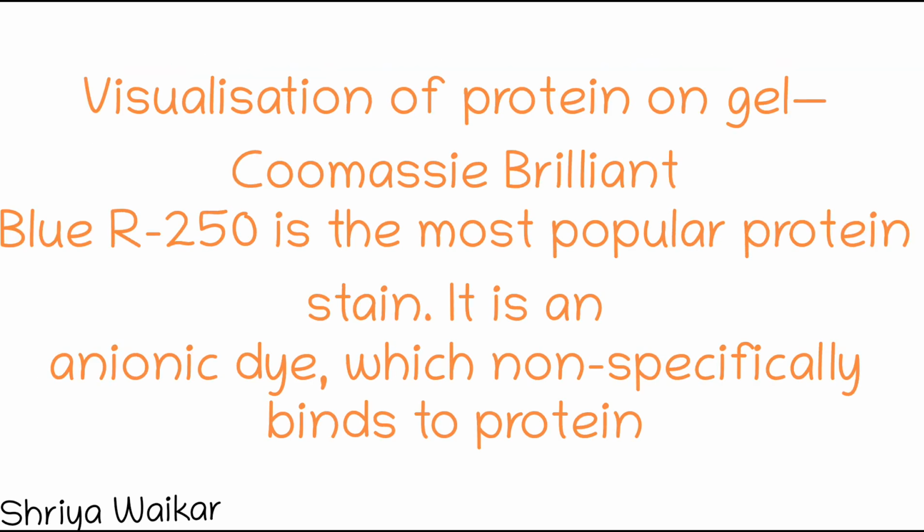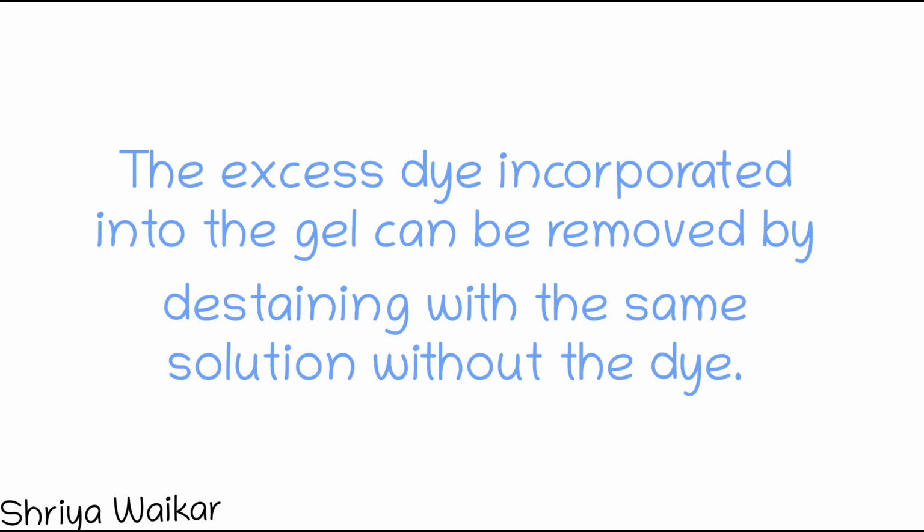Then the visualization of proteins on the gel. Coomassie brilliant blue R-250 is the most popular protein stain, and it is an anionic dye with non-specific binding to proteins. Proteins in the gel are fixed by methanol and acetic acid, and simultaneously they are stained. The excess dye that is incorporated into the gel can be removed by destaining with the same solution without the dye. So the proteins are detected as blue bands on a clear background.